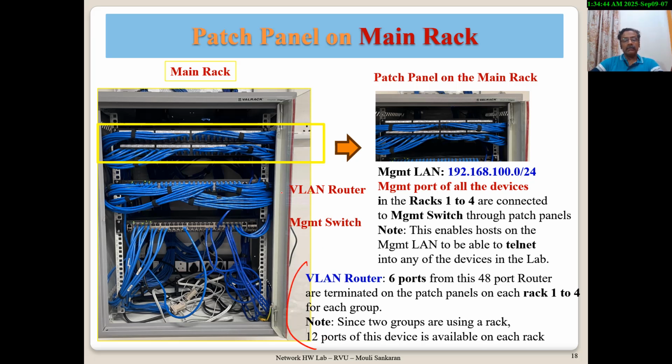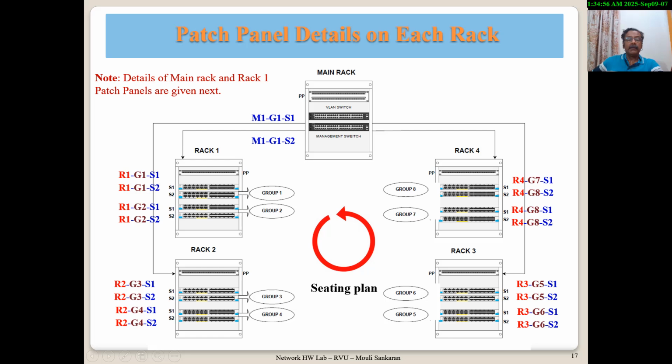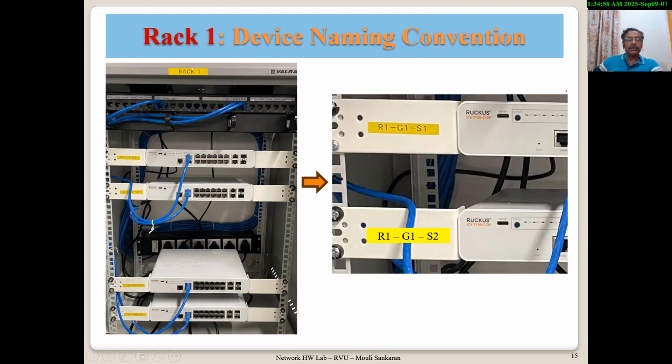You are given 6 ports for each group, which are terminated on your patch panel here. What I am showing you is these 6 ports are actually coming from the main rack. Maybe I will explain when I come to that part. We will not be using it immediately in the first experiment, but soon you will be using it.